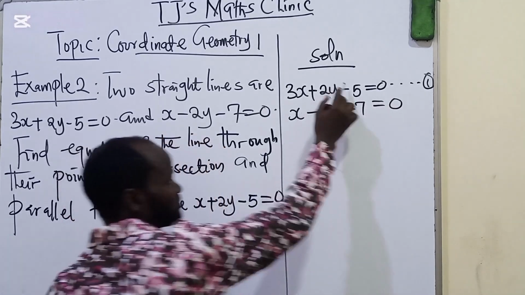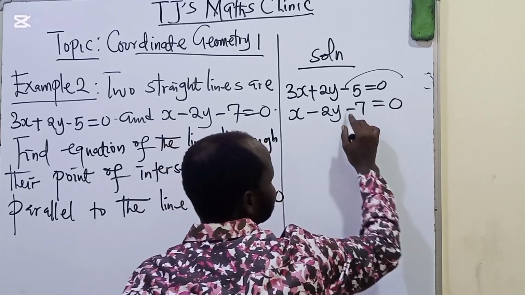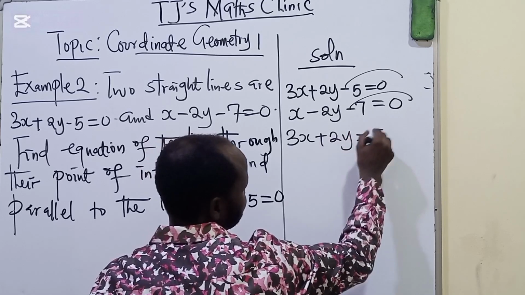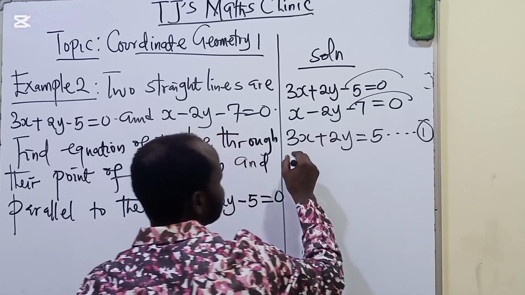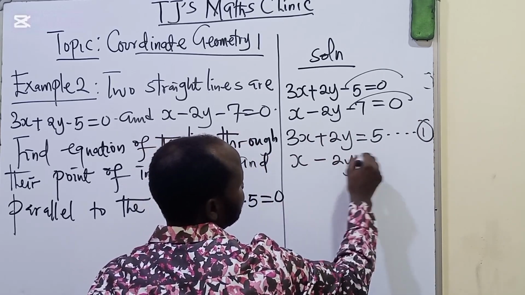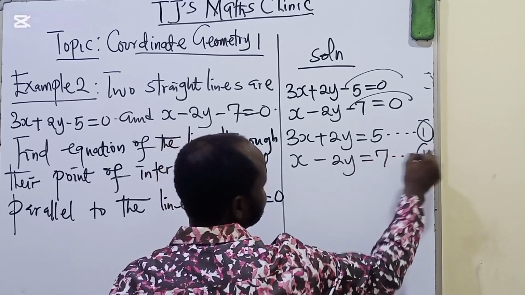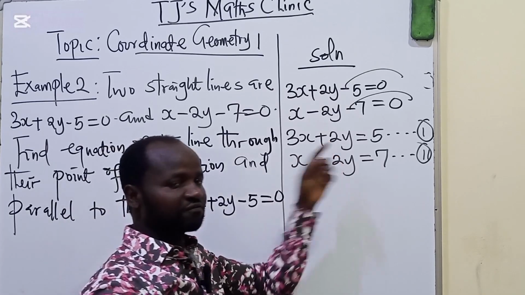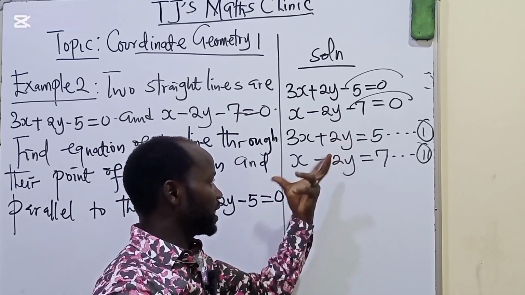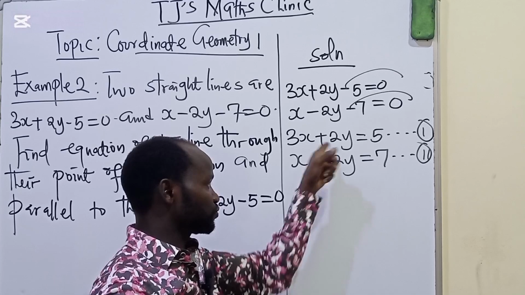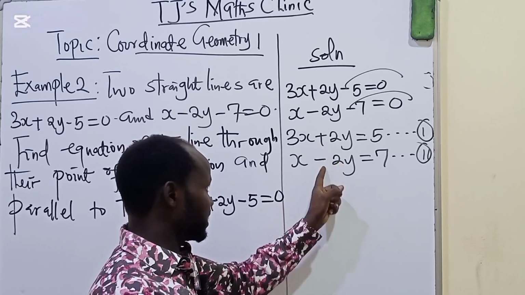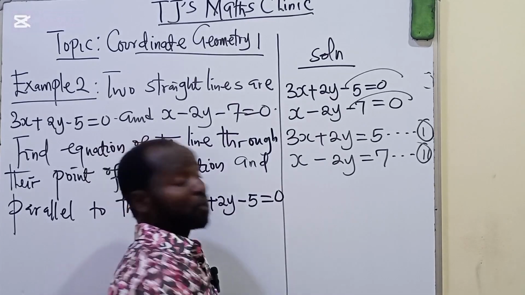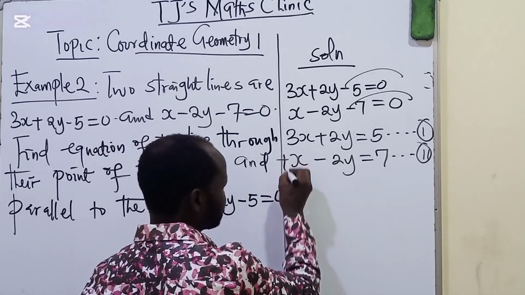Before we do that, let's bring the constant to this side, so that we'll have 3x plus 2y equals 5. Let's label this equation 1. Then x minus 2y equals 7. Let's call this equation 2. So let's use the elimination method. The coefficient of y in both equations is the same, just that we have minus 2 and plus 2. We can see the signs are not the same, so we can add. Let's add equation 1 and 2.